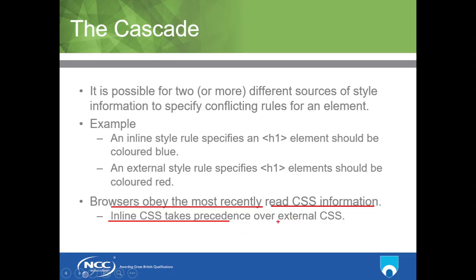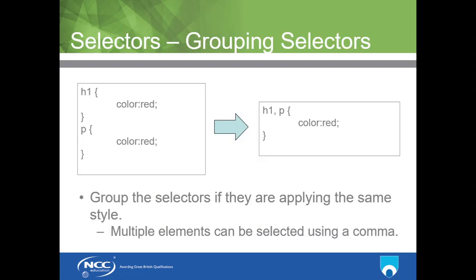So for example, if in your external CSS you said H1s should be colored blue, then in that H1 you've included an inline CSS and you've said the color should be red, then that paragraph is not going to be colored blue, but instead it's going to be colored red. So that is what we call the cascade. If you have more than one rule on the different implementations or applications of CSS, then the most recently read, which is inline, is going to be applied. If you have external and embedded only, then embedded is going to be applied first before external.